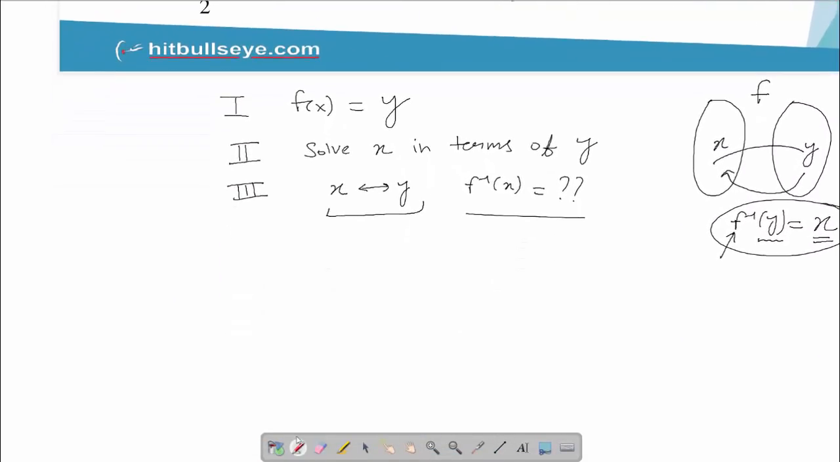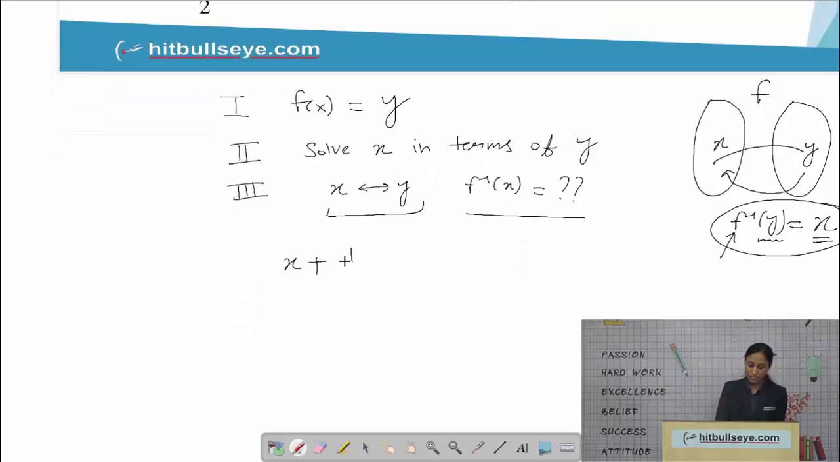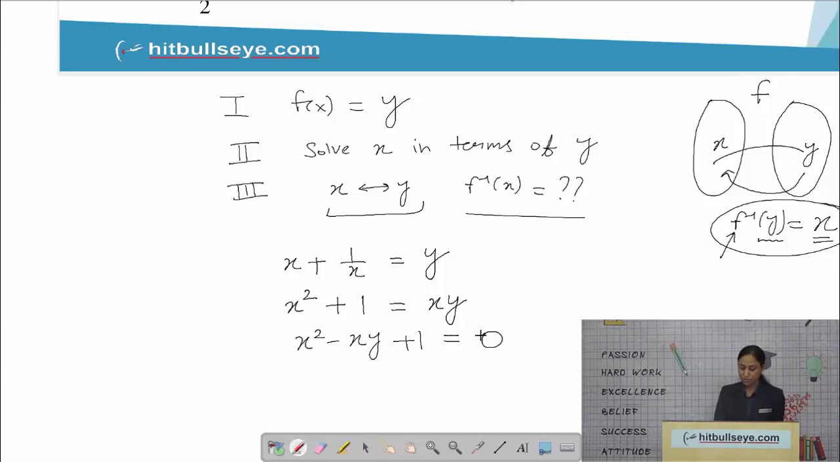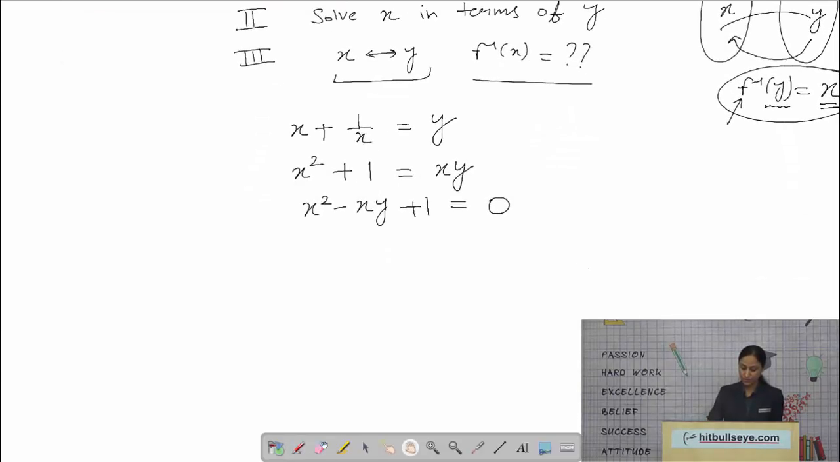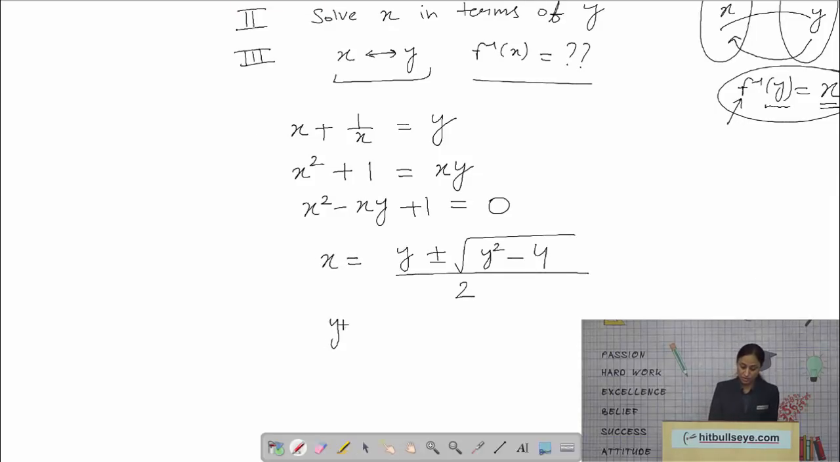So if we follow the steps here, in our question f(x) is given as x plus 1 by x. So x plus 1 by x will be written as y. That is step number 1. So I can multiply the entire equation by x because we are given that x is not equal to 0. So this you can see is easily a quadratic in x, which we can solve for the value of x. So the value of x will be, now if we interchange x and y, this is what we get.